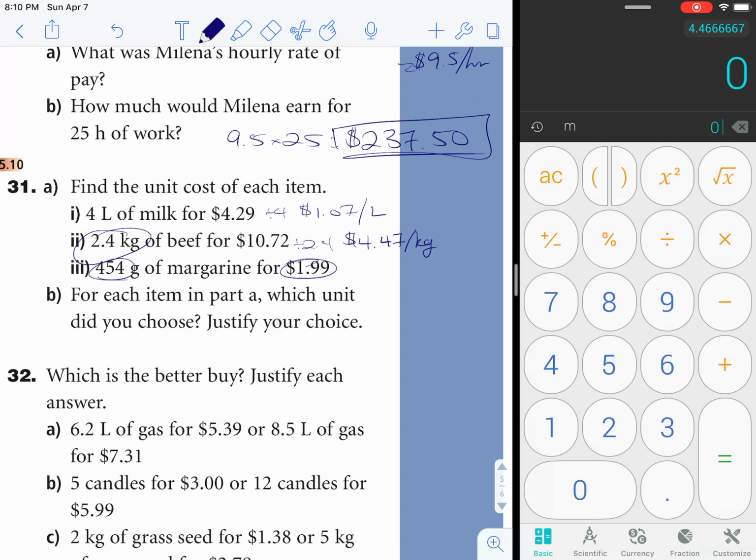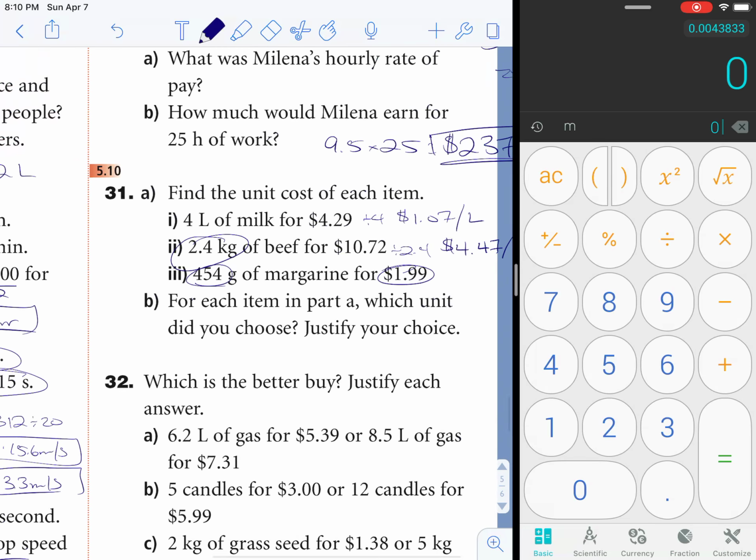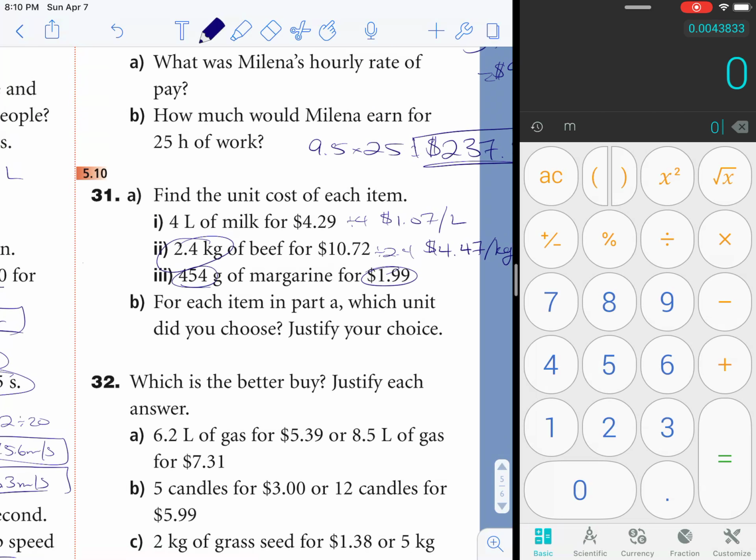And, okay, so you could go, you could get it per gram, so 199 divided by 454, but you get such a minuscule amount that I might do, how would I want to do this? You could change this into kilogram, which might be a better way of doing that. So a kilogram is 1,000 grams. So if we divide 1,000 grams by 454, 1,000 divided by 454, 2.2.